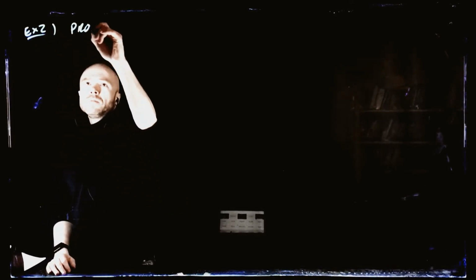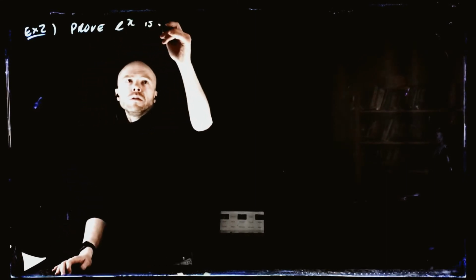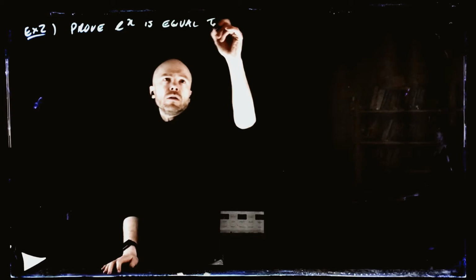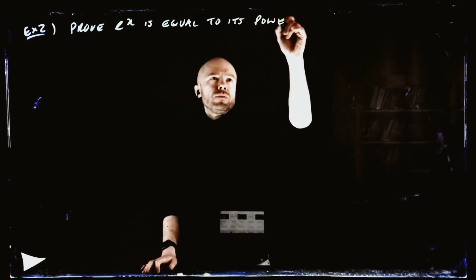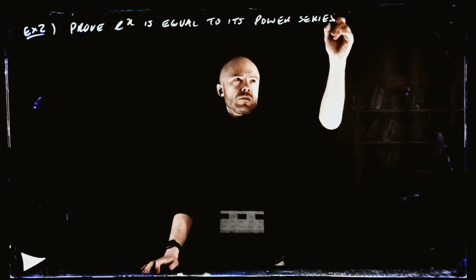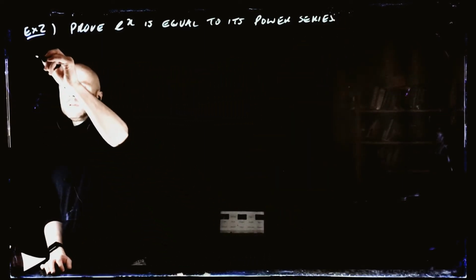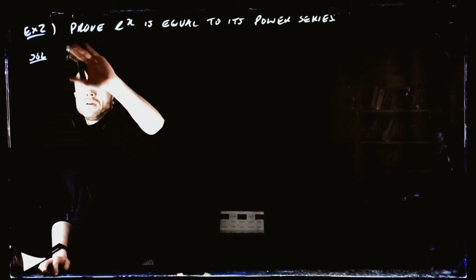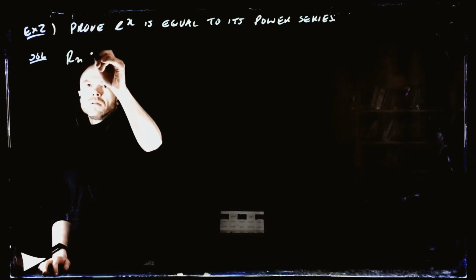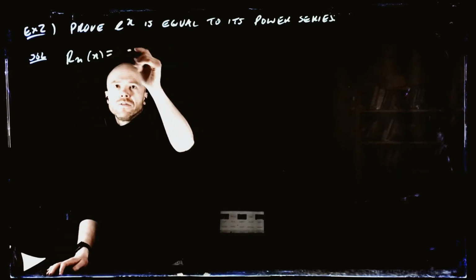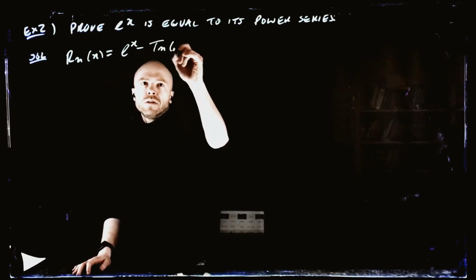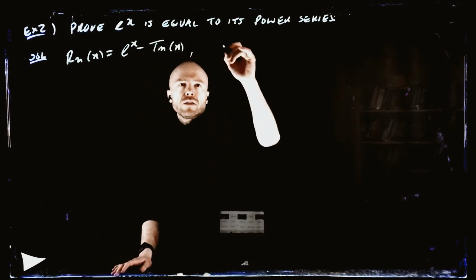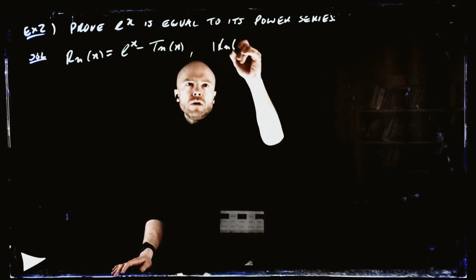Example 2: prove that e^x is equal to its power series. Well, solution. We know that R_n(x), which is equal to just our function e^x minus the nth Taylor polynomial, has this nice convenient inequality.